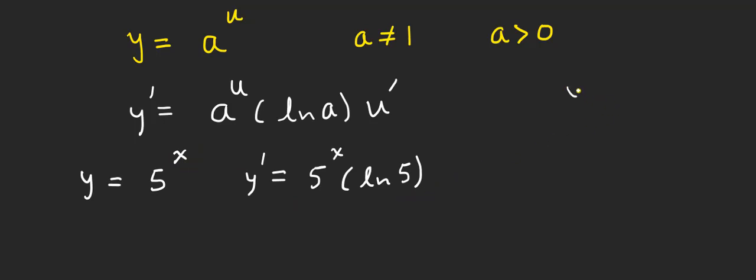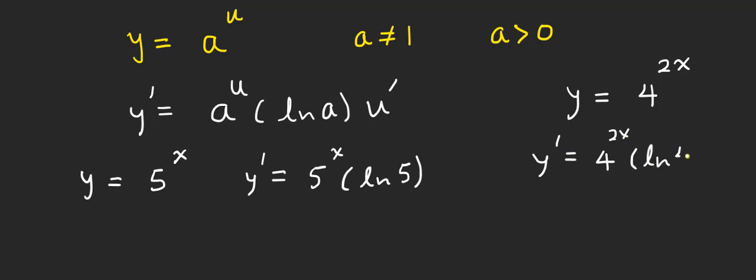Now what if y was 4 to the power of 2x? What's y prime? It's going to be 4 to the power of 2x times natural log of the base, which is 4, times the derivative of u, which is 2. So you could say that the derivative of that is 2 times natural log of 4 times 4 to the 2x.